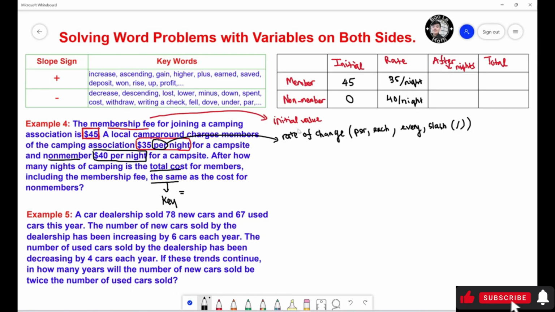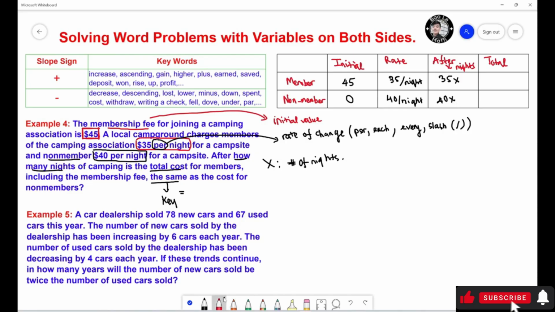Alright, now look at this one. After how many nights? We don't know how many nights, right? We just put S. It's going to be the number of nights. Because you spend S nights, the cost is going to be $35 per night for member. So you have to pay 35 multiplied by S, right? Makes sense. And for this one you need to multiply by S, so 40 multiplied by S. This is the amount you need to pay after S nights.